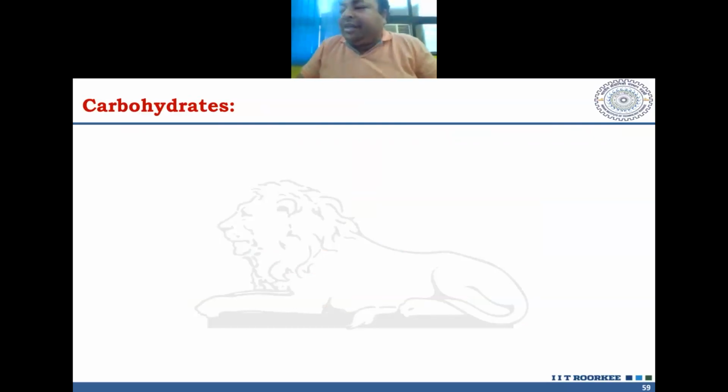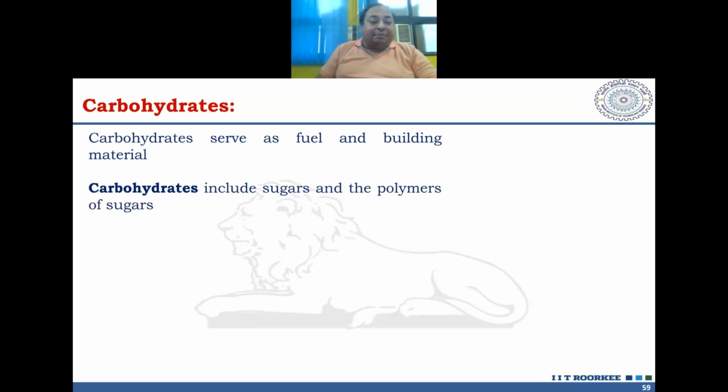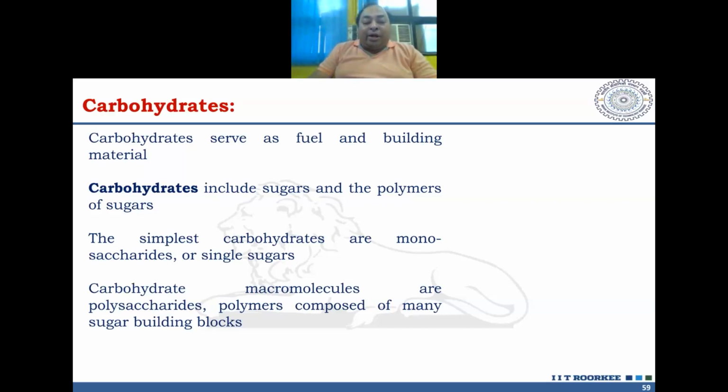Now going into a little more detail, which brings us to carbohydrate. Carbohydrates serve as fuel and building material. They include sugars and polymers of sugar. So the basic unit of carbohydrate is sugar, and sugar polymerizes to more complex sugars. The simplest carbohydrates are monosaccharides or single sugars. Carbohydrate macromolecules are polysaccharides, polymers composed of many sugar building blocks.